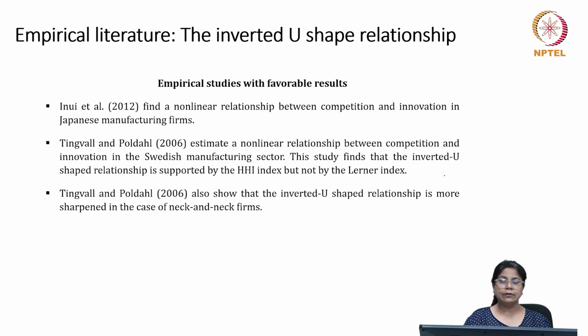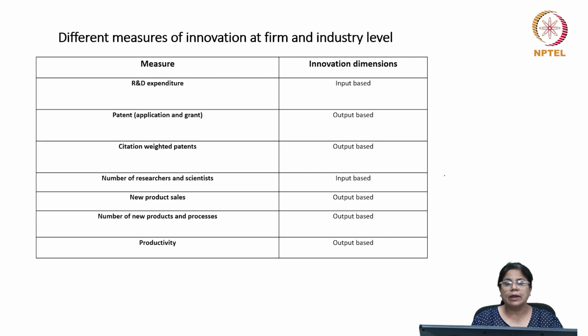Here, if you remember, at the beginning of the lecture we did talk about the different measures to compute competition, which are used in the different studies. So the HHI index, the Lerner index, there might be a variation in terms of the index used by the studies to capture competition. Apart from that, there are different measures available in the literature that are used by these empirical studies to understand innovation: R&D expenditure, patents, citation weighted patents, number of researchers and scientists, new product sales, number of new products, productivity.